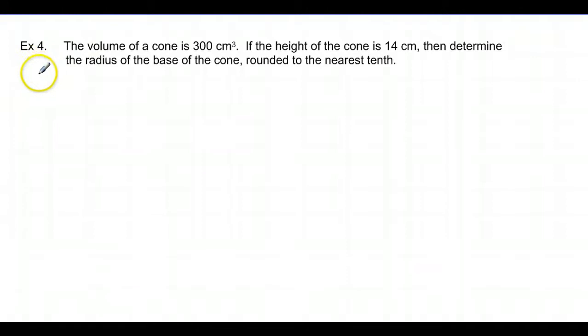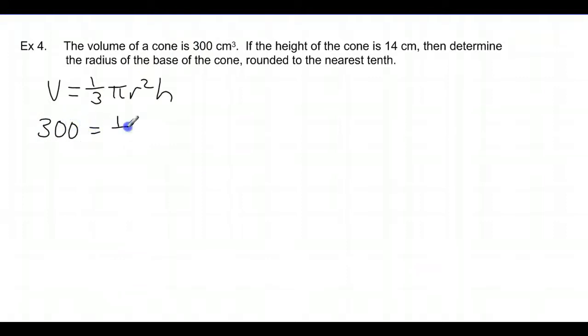Keep going. The volume of a cone is 300 cubic centimeters. If the height of the cone is 14, then determine the radius of the base of the cone rounded to the nearest tenth. Okay, I'm not even going to try and draw a cone, so let's just, volume is 1/3 pi r squared h. We know h, it's r that we want to find, and we know volume. Okay, so let's go fill in. 300 is 1/3 pi r squared. Remember, it's r we don't know, and h is 14.